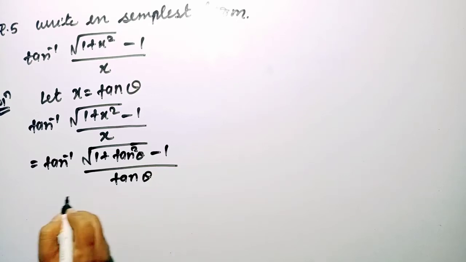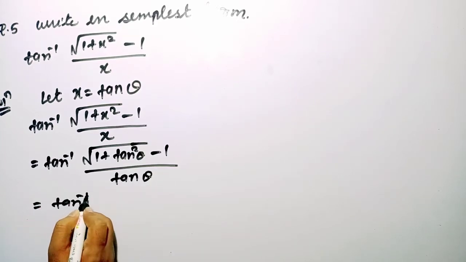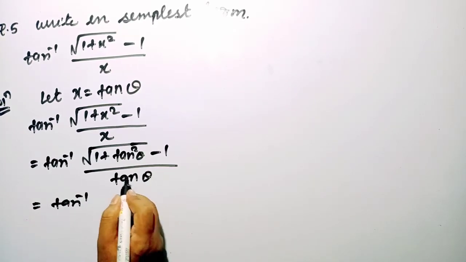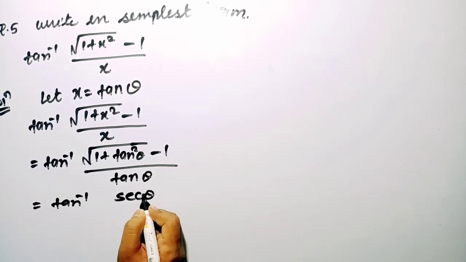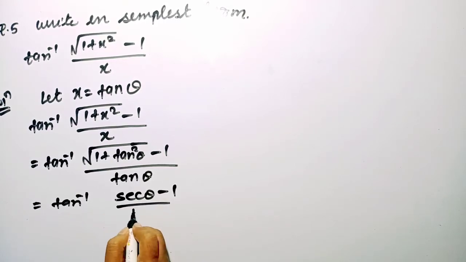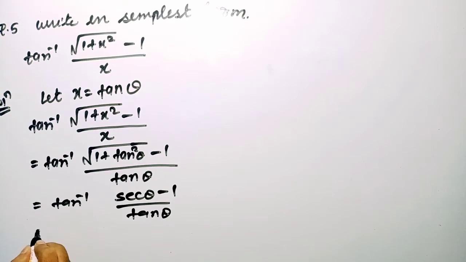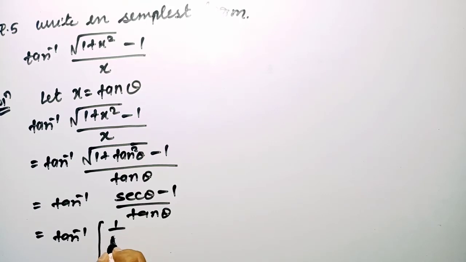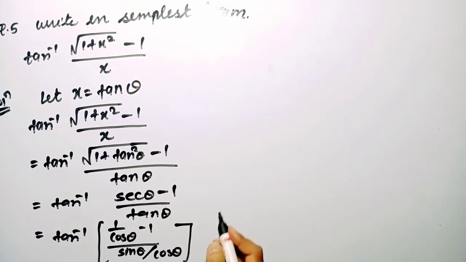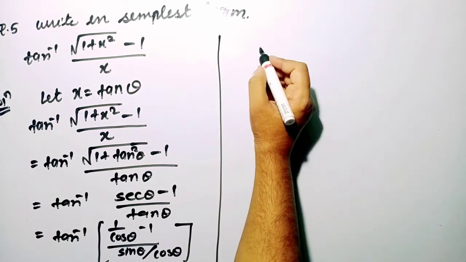So we know that 1 plus tan square theta is equal to sec square theta. So taking the square root of sec square theta, we get tan inverse of (sec theta minus 1) divided by tan theta. Okay students, sec theta can be written as 1 upon cos theta, and tan theta can be written as sin theta divided by cos theta. Now simplifying these things, what are we getting?